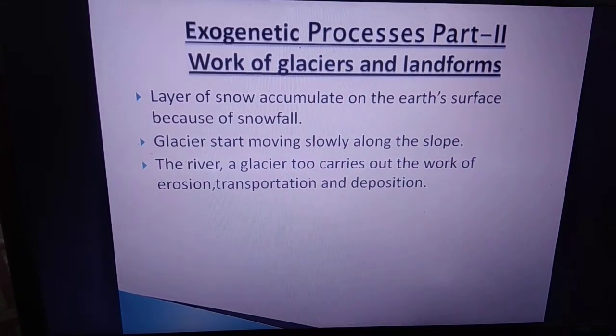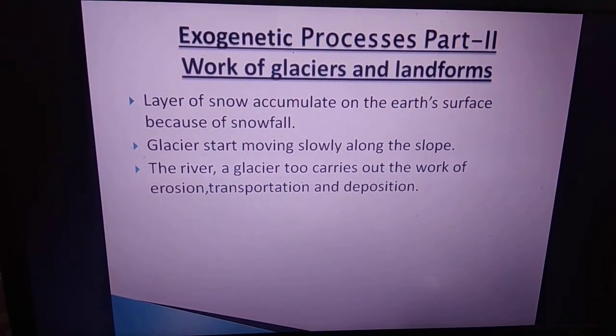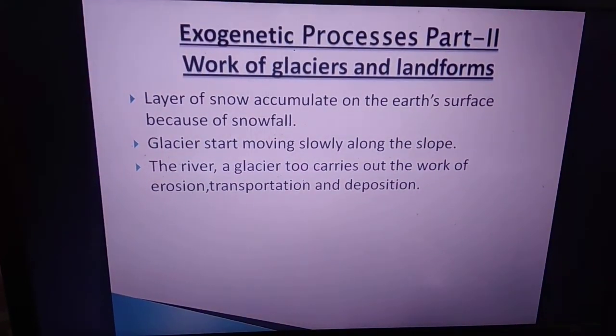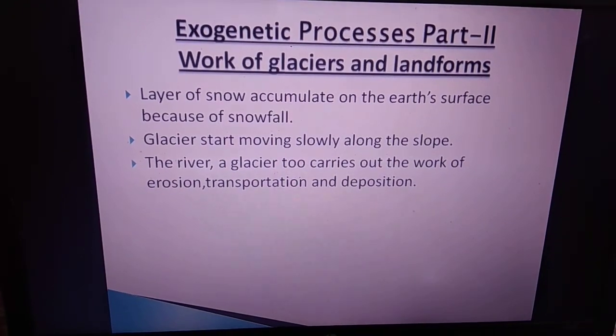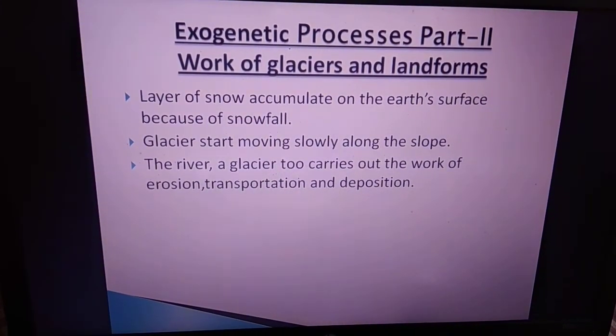As we already see in this slide, the layer of snow accumulates on the earth's surface because of the snowfall. Glaciers start moving slowly. Like a river, a glacier too carries out the work of erosion, transportation and deposition.